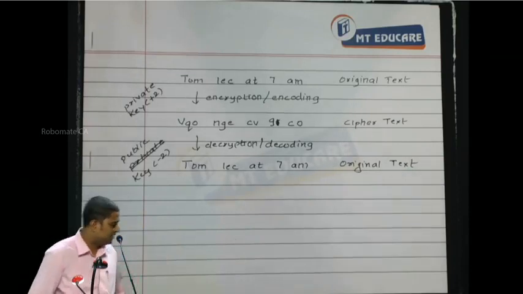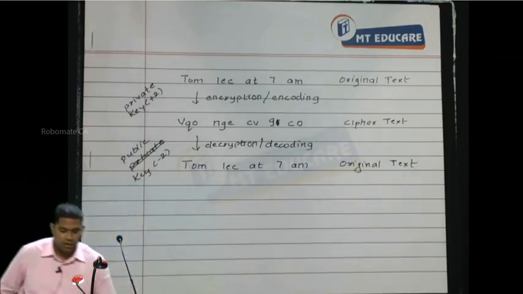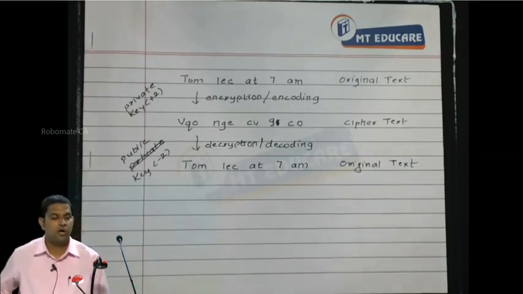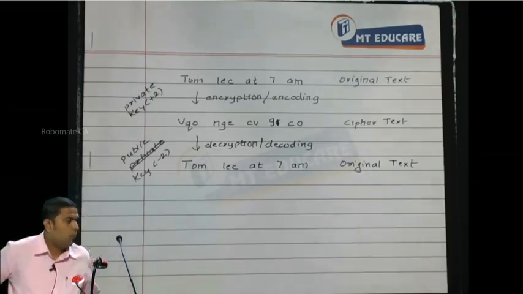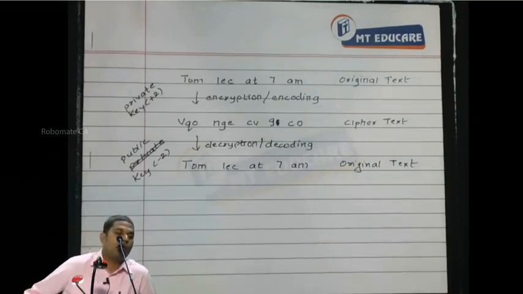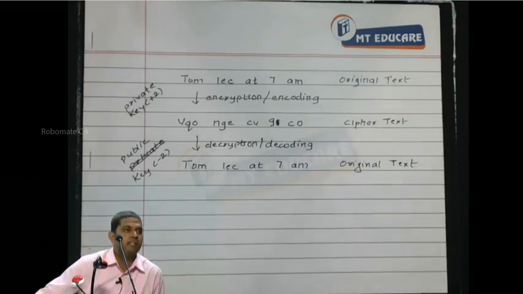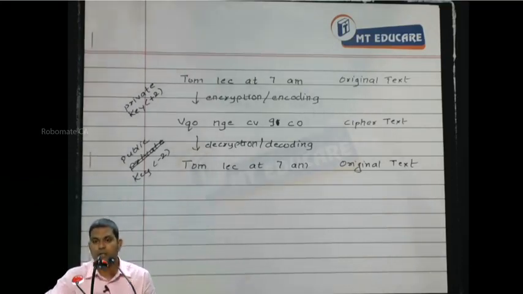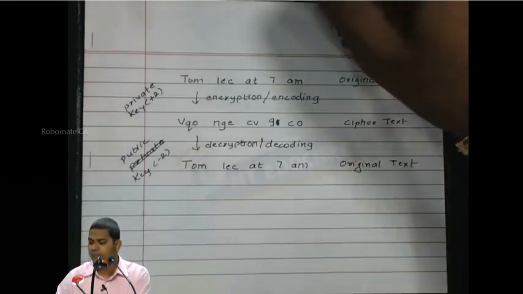After this cryptography, we are moving to the next topic: what are the various ways of securing our information? What are the various network security protocols? One very popular security protocol we have learned is cryptography. Now we are starting with the next part.